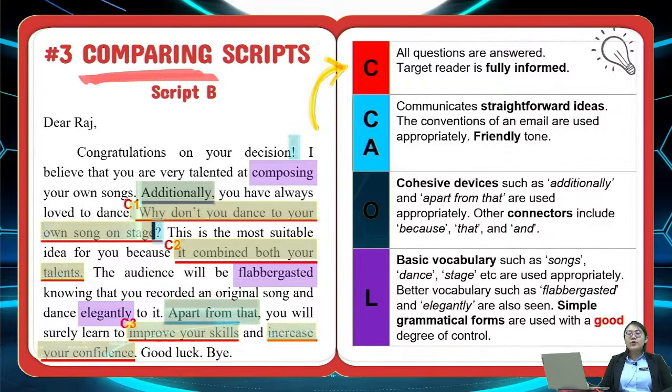Okay, so the simple grammatical forms which is used in the script are also used with a good degree of control. Okay, so with all the assessment scales that we look at here, and the task fulfillment is there, we are very sure that script B is a better script compared to script A.